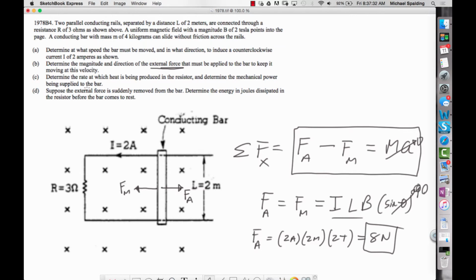Okay, part C. Hey, will you get the door? It's going to get loud here.